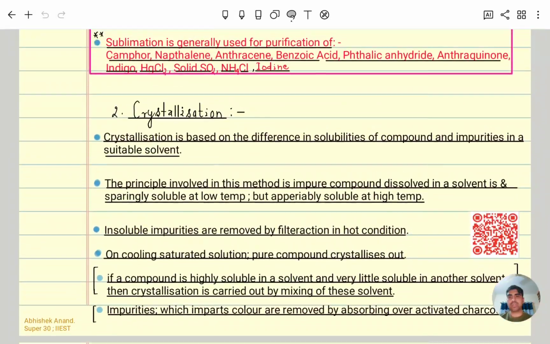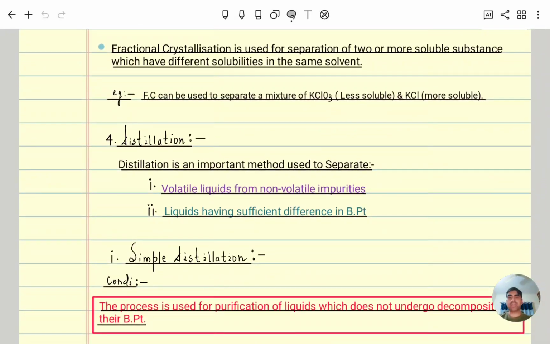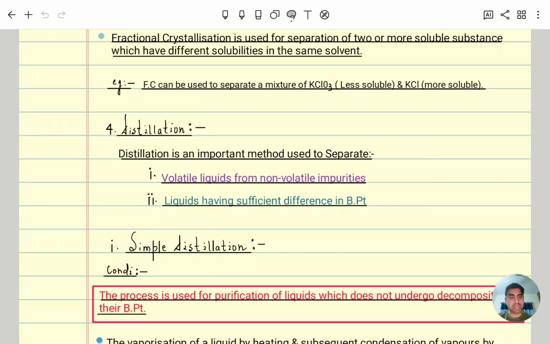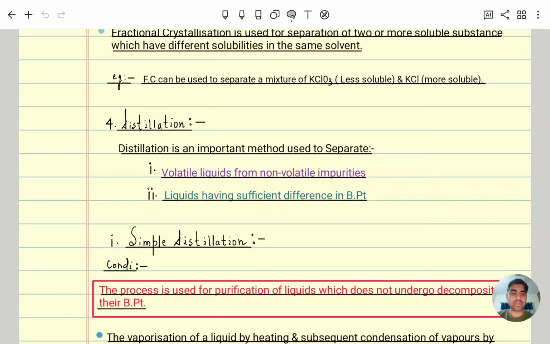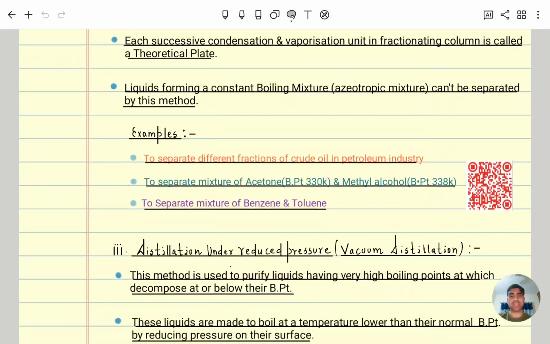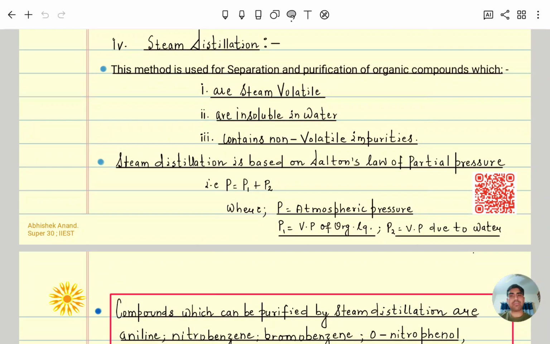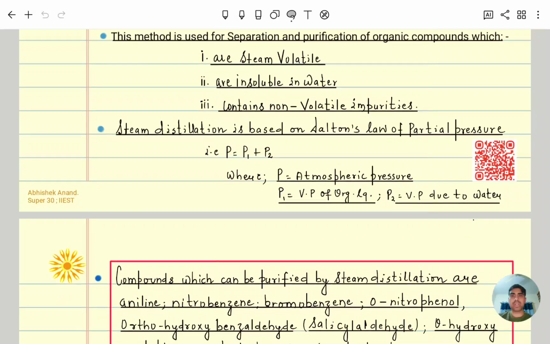So crystallization, then fractional crystallization, after that we did distillation. In simple distillation, the boiling point should be more than 40 degrees Celsius and the substance should not dissociate. Then after fractional distillation, in that glass beads have the main use. Then after vacuum distillation, we did steam distillation. Then solvent extraction: different solvents have different degrees of solubility for the organic compounds, and both solvents should be immiscible.